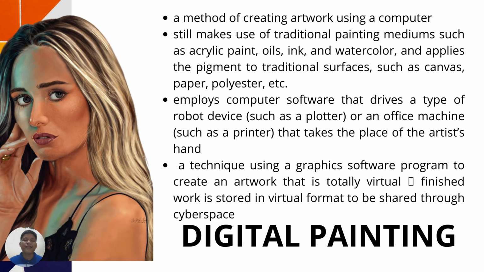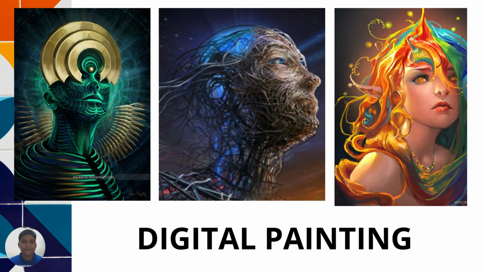Next, digital painting. It is a method of creating artwork using a computer. It can still make use of traditional painting mediums such as acrylic paint, oils, ink, and watercolor, and applies the pigment to traditional surfaces such as canvas, paper, polyester, etc. It employs computer software that drives a type of robot device, such as a plotter, or an office machine, such as a printer, that takes the place of the artist's hand. Another is a technique using a graphics software program to create an artwork that is totally virtual. The finished work is stored in virtual format to be shared through cyberspace. And here are the examples of digital painting.